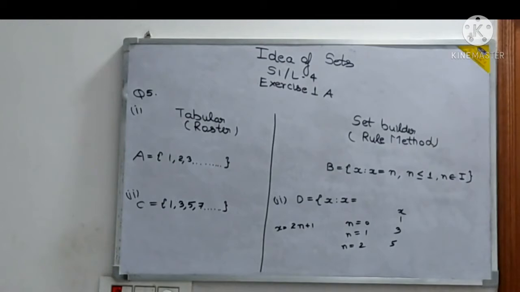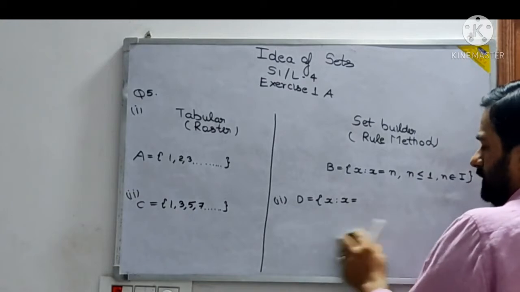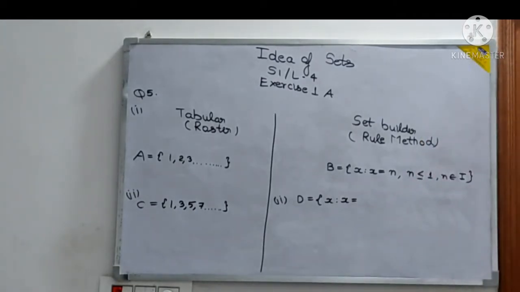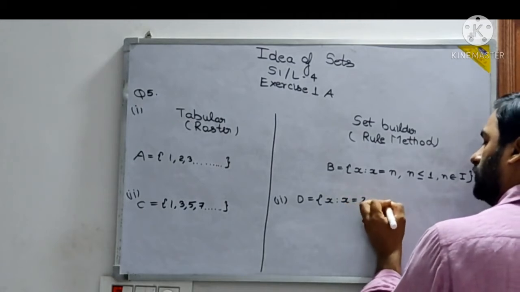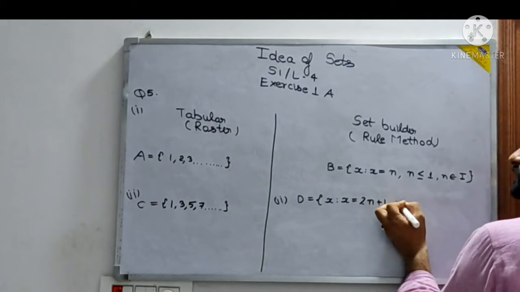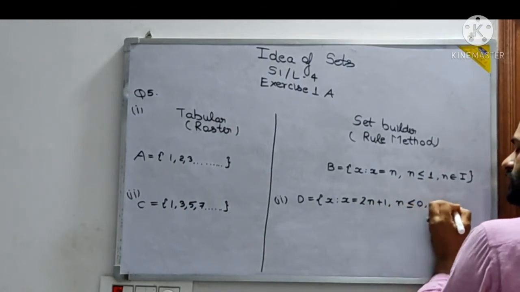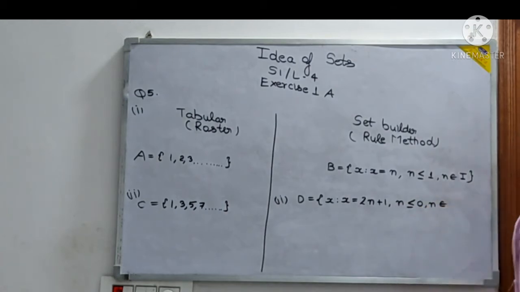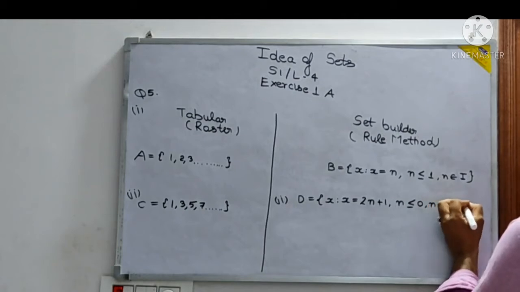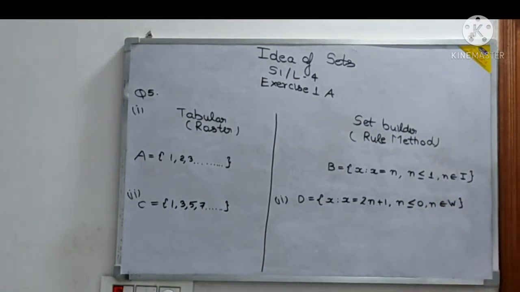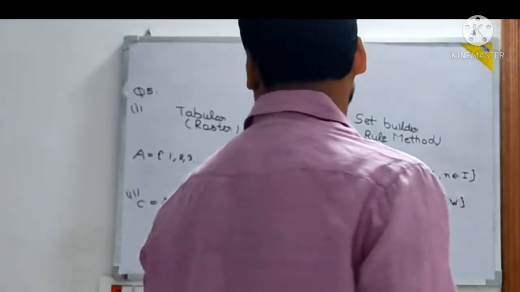Then you have to write a condition controlling the value of n. So D = {x such that x = 2n plus 1, and n is greater than or equal to 0, and n is an element of whole numbers}. It starts from 0, that way it will go. Then the third part.